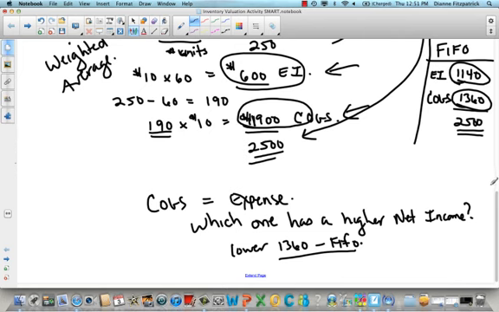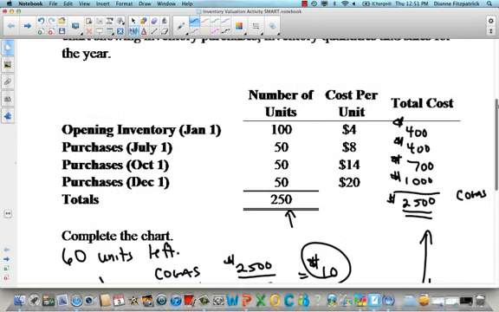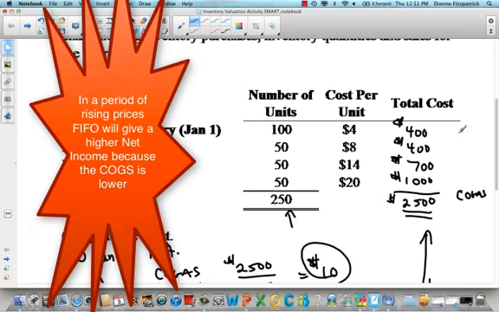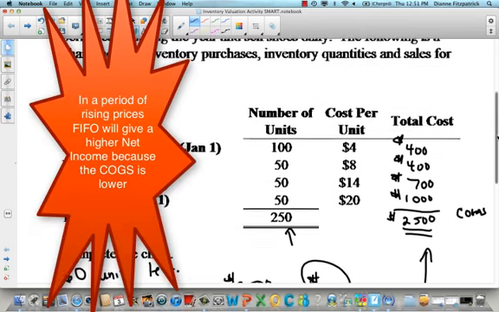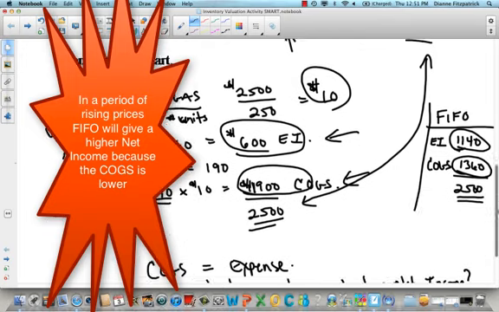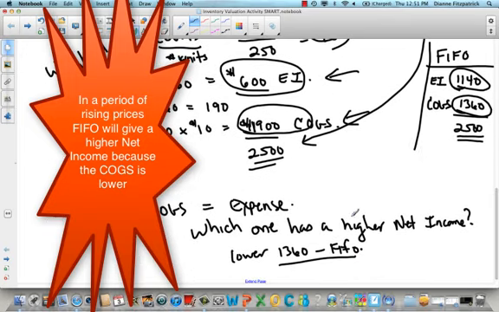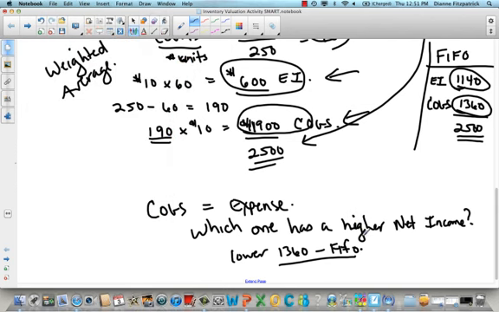When it is in a period of rising prices, as we have here, as you see, every time we purchase the inventory, the prices are going up. FIFO is going to net you a higher net income. So as you can see here, accountants can choose the method that is most appropriate for them. However, you can see that you can get into some situations where you can manipulate your net income.